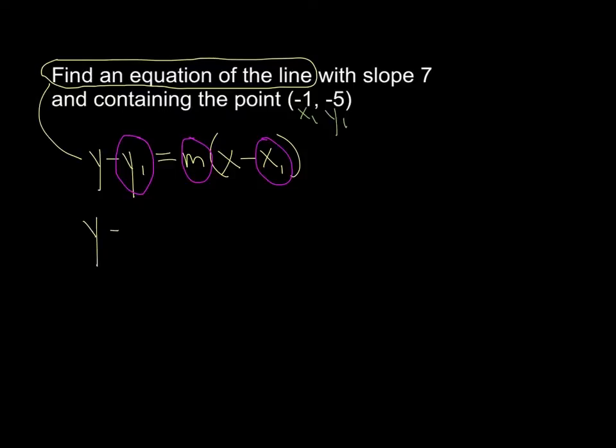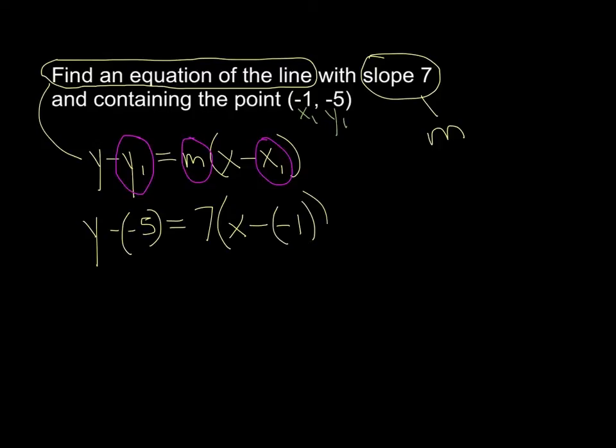So if we go ahead and replace y1, y1 was -5. We're subtracting y1, so we're subtracting -5. m is the slope. So since we're told that the slope is 7, we can go ahead and plug that in for m. Then we're going to subtract x1. Since x1 is -1, we're going to subtract -1. And remember, anytime you subtract a negative, that just changes to plus.